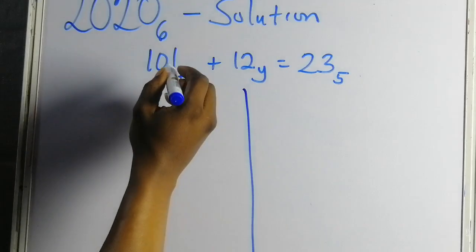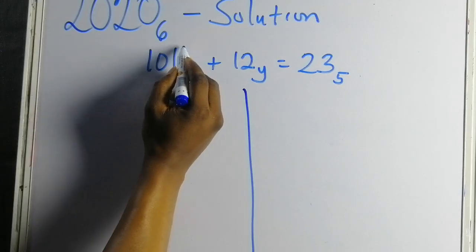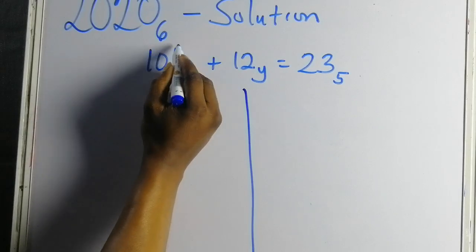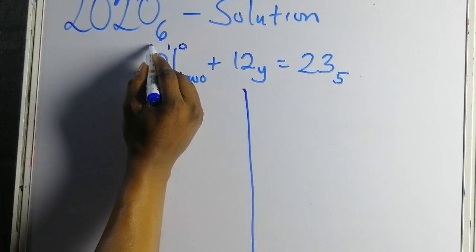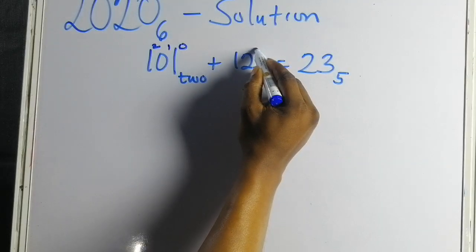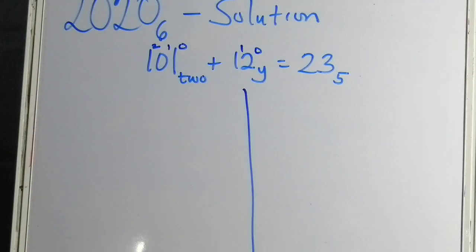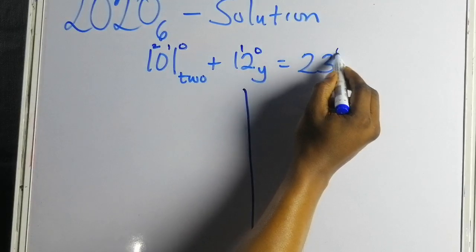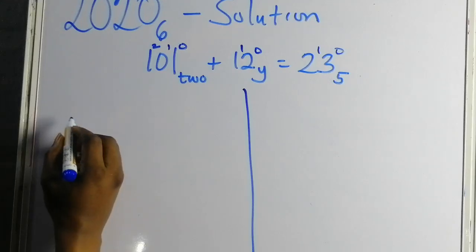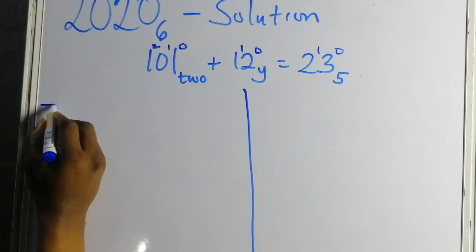What you just need to do, like I said, for 101 base 2, you have three figures here, so you have your 0, 1, 2. The same thing applies here, you have your 0, 1. The same thing applies here, you have your 0, 1. Only two figures.